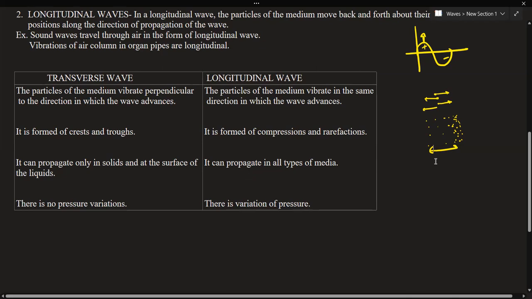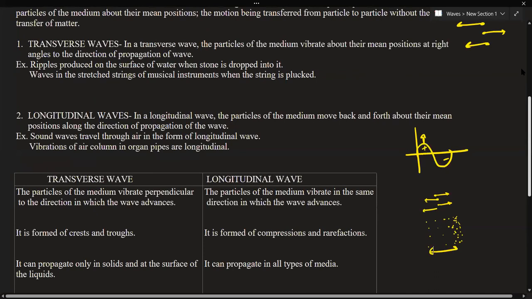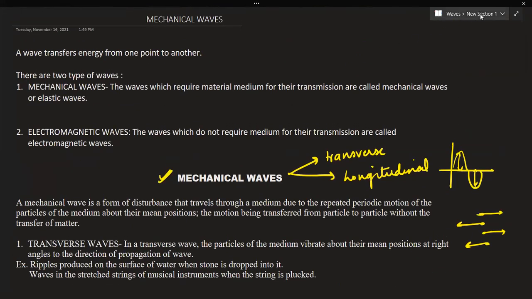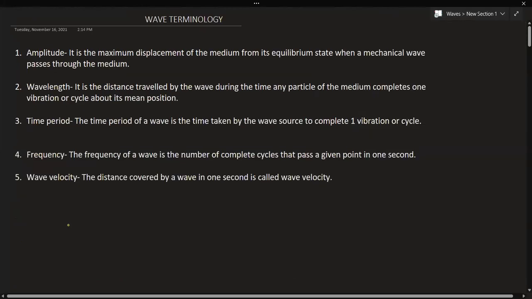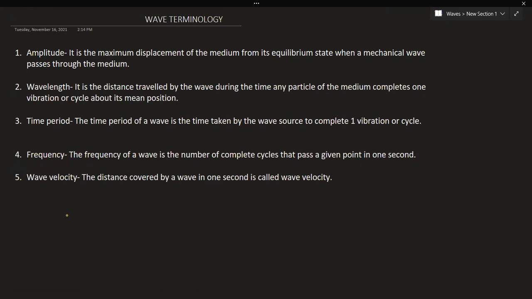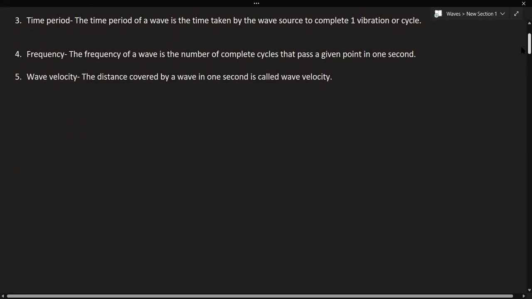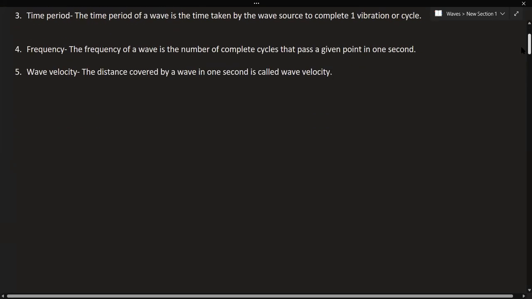So these definitions you don't need to learn, you know all of them. You also already know the basic wave terminology: what is meant by amplitude, wavelength, time period, frequency and velocity. What you have to understand, and the topic that is new to you, is how we represent a harmonic wave.